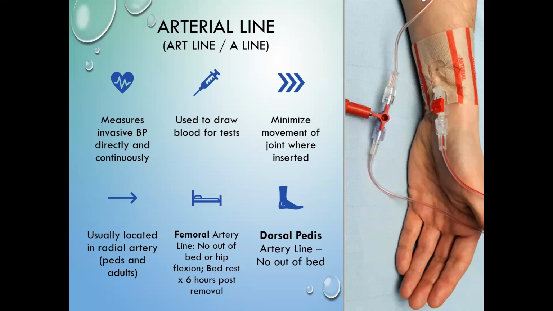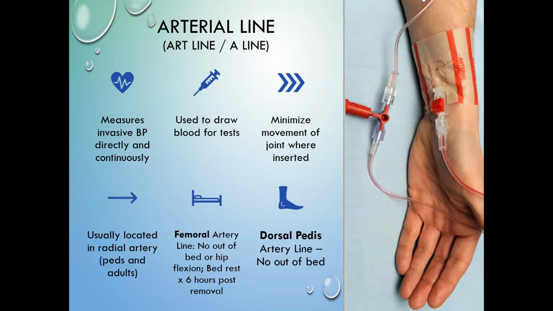The other reason it's handy is that it can be used to draw blood. So this is key for someone who is in a critical condition. Patients in the ICU are sometimes getting blood draws on the hour or multiple times an hour. So instead of sticking the patient with a needle every single time, they can draw blood from the A line and use that for any and all blood tests that they want. The arterial line is usually located in the radial artery, but it can be placed in other spots depending on the patient and their needs.